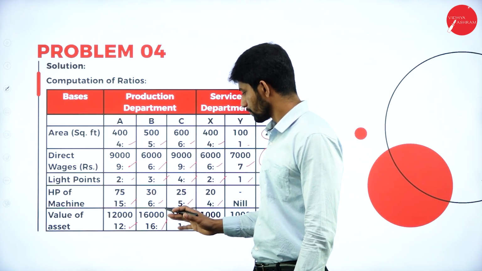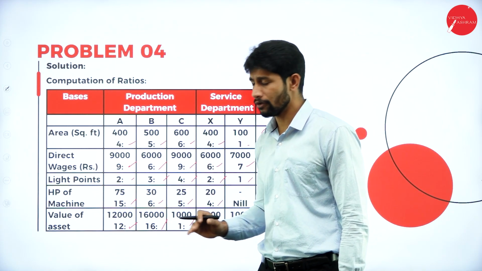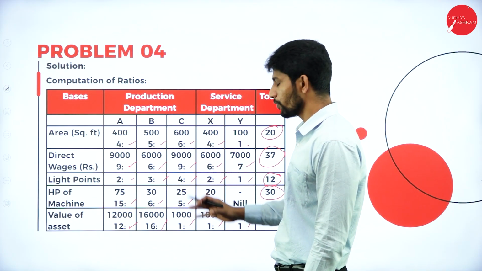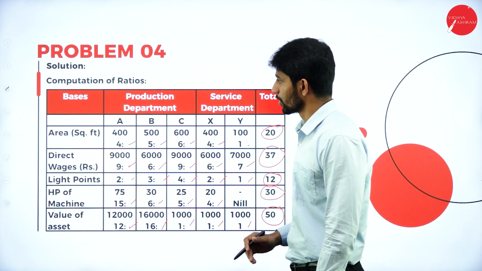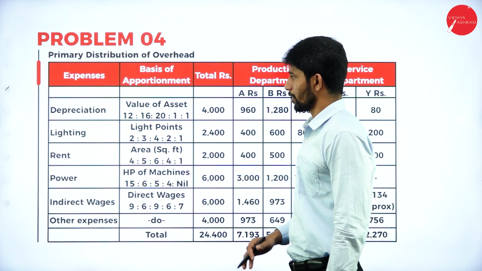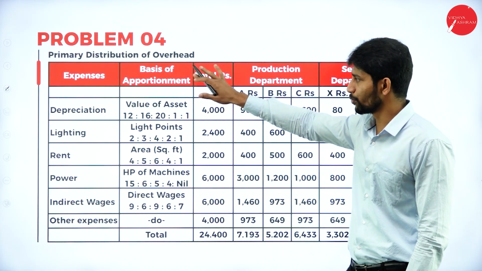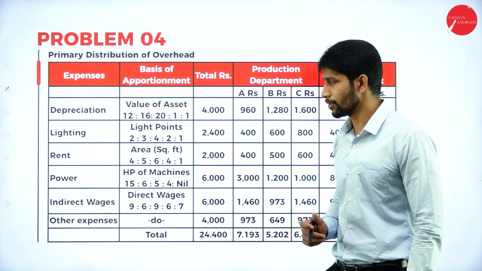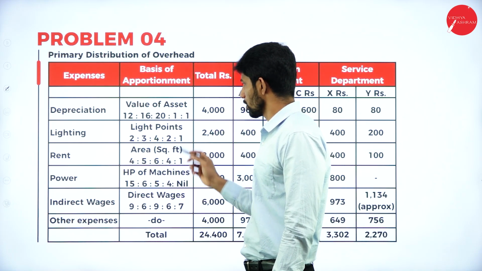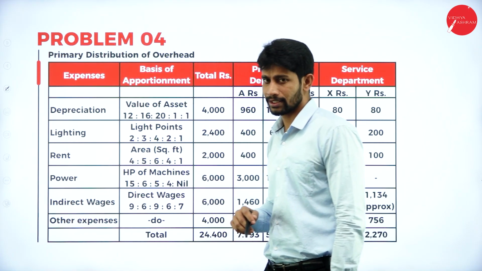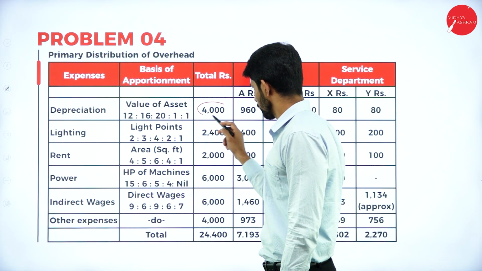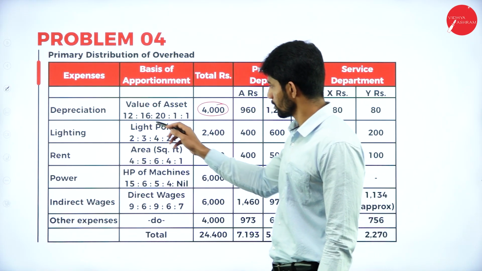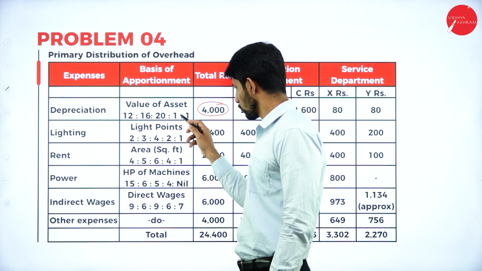So here, how are we supposed to solve? First, we are supposed to find out the ratio. After finding out the ratio, we are supposed to solve the problem. So next, depreciation is given. This is the primary distribution format. So depreciation is given. So on what basis do we give depreciation? We give depreciation on the basis of value of asset, right? So what is the total value of depreciation? It is 4,000. So ratio is 12 is to 16 is to 20 is to 1 is to 1.